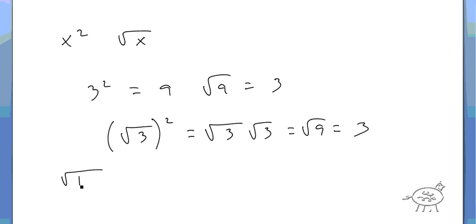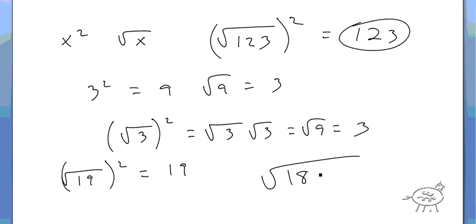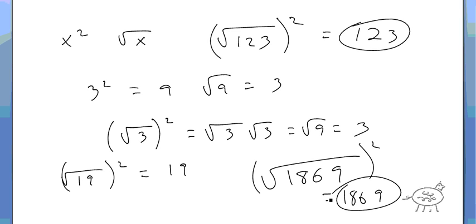If I said the square root of 19 squared, don't do 19 times 19 and multiply that together and go, let's see, how can I simplify it? It's a really easy problem. The square root of 19 squared is just 19. Okay, it's really pretty easy. So the square root of 123 squared is 123. Okay? Don't make it difficult. Square root of 1869 squared is 1869. Really, really easy.